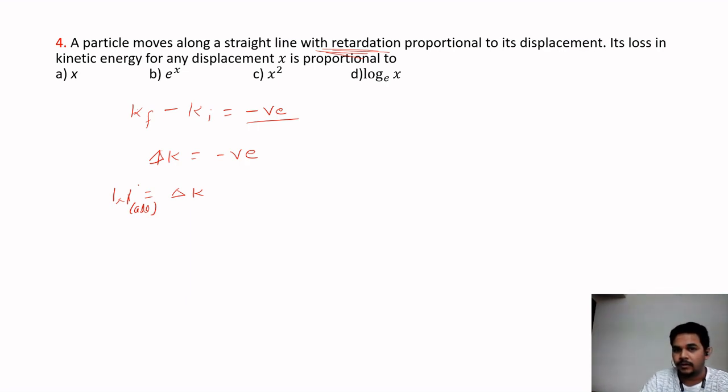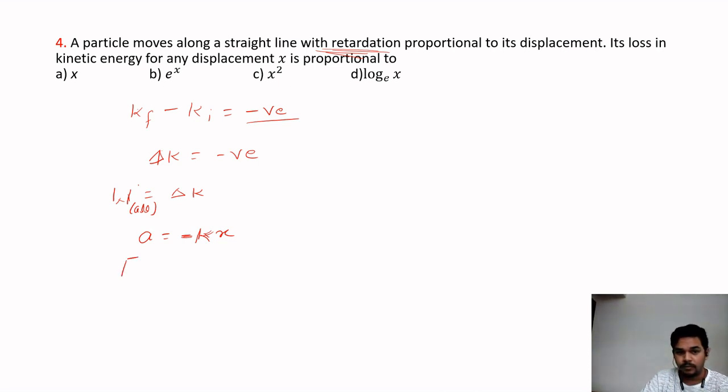So let's calculate. First, it is given that the retardation means acceleration, if we write it, will be negative. So acceleration I am writing as minus k into x, because acceleration is directly proportional to x. I am giving negative because it is retarding. It means if you take x positive, acceleration will become negative because it is retarding.